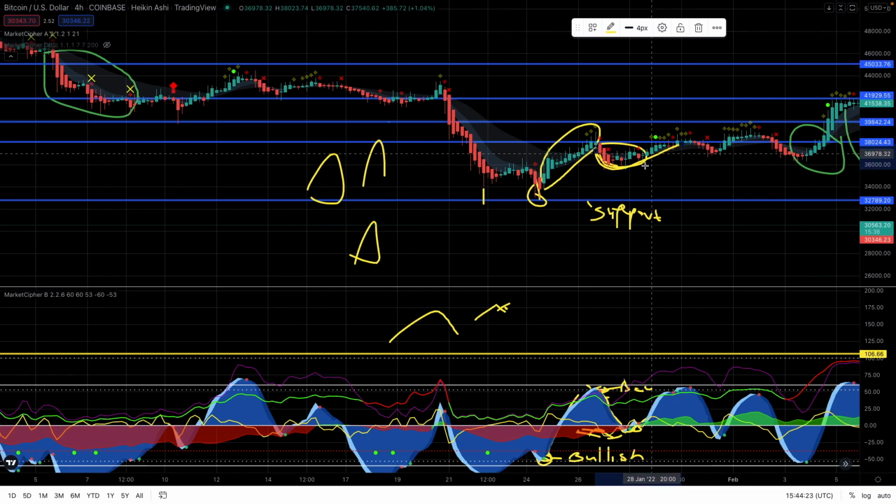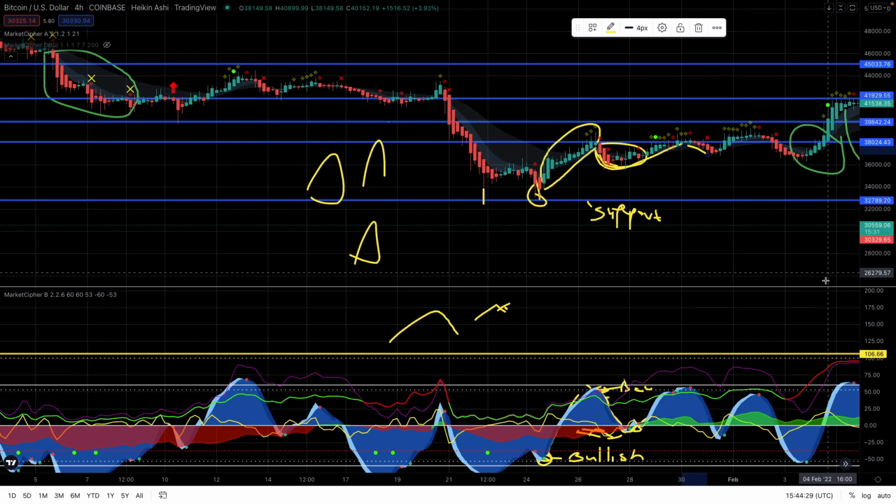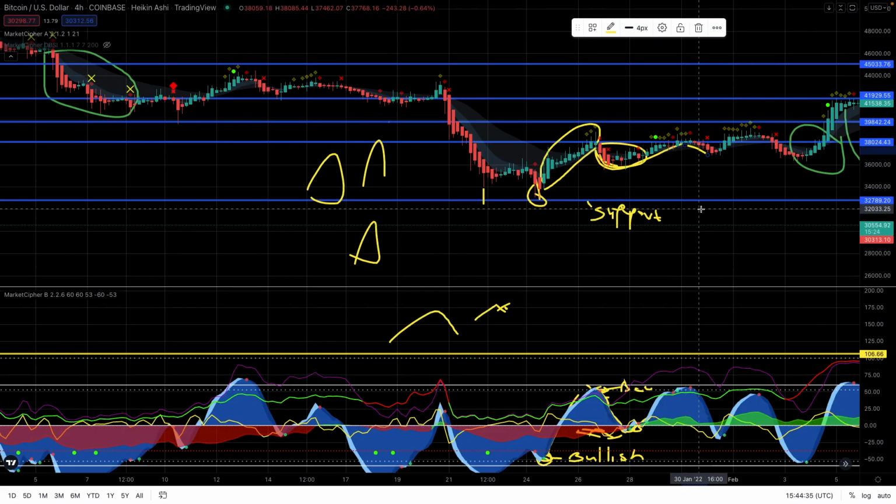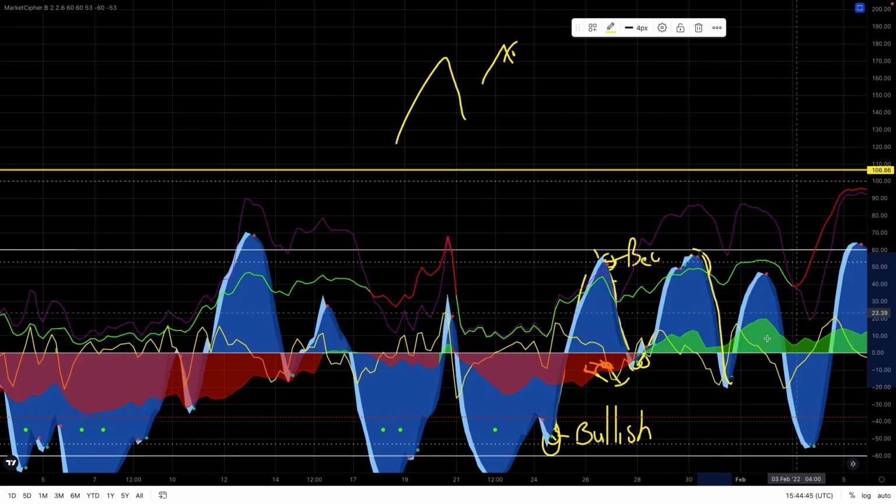We tried breaking the resistance again. It wasn't possible. We came down again. Let's see what happened to our oscillators. This is our oscillator here. Momentum: we registered another bearish sign. Came down once again. Then again, we formed another green dot here.